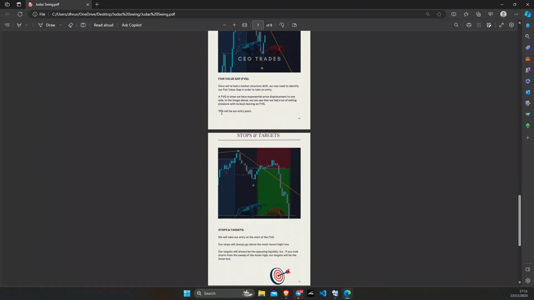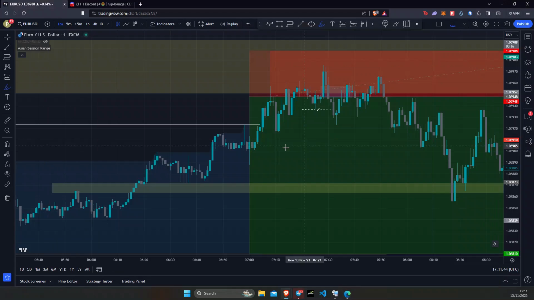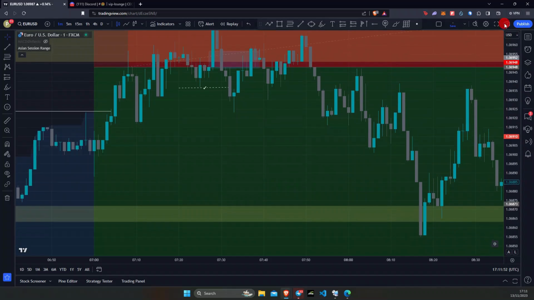Once we've got a fair value gap, that will be our entry point, and then our stops will always go above the most recent high, and our target will always be the opposing liquidity. So once we come here and we've seen that we've had a sweep right here, we now figure out where our fair value gap is.